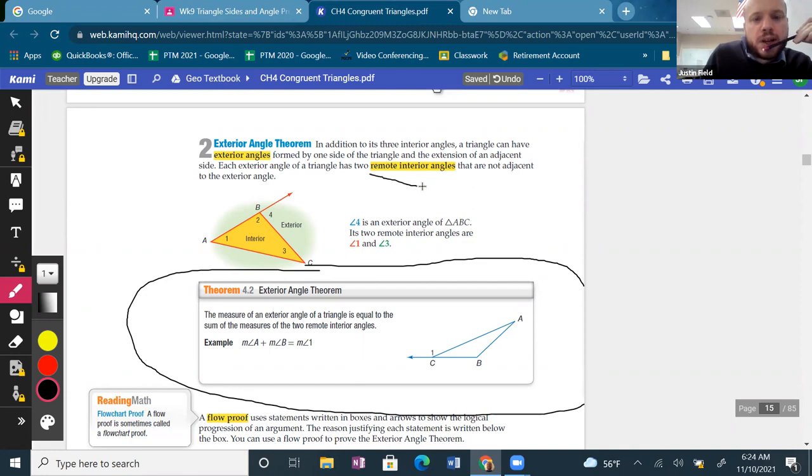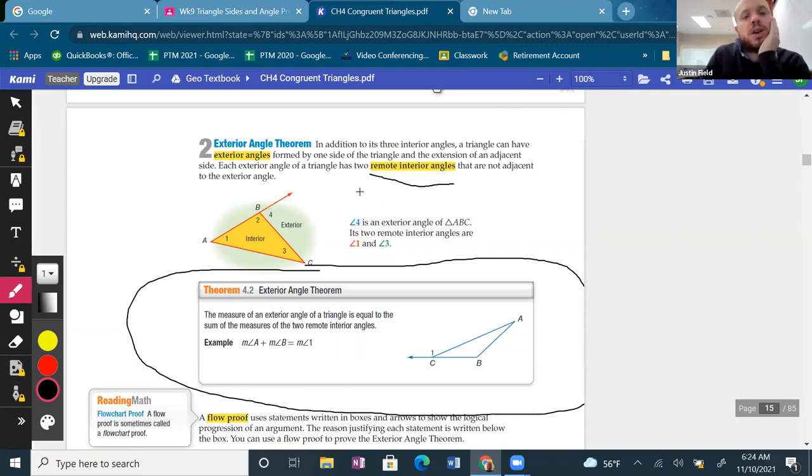All right, remote interior angle. So remote, TV remote. Why do we have a TV remote? We have a TV remote because we want to sit in the chair and from a remote location, control our TV, right? All right. And a remote means far away.